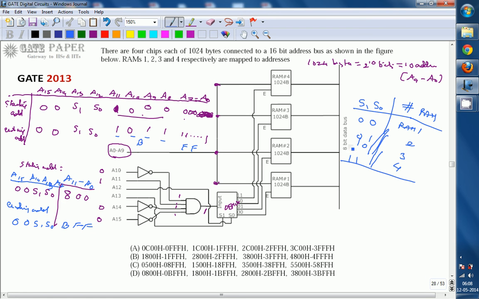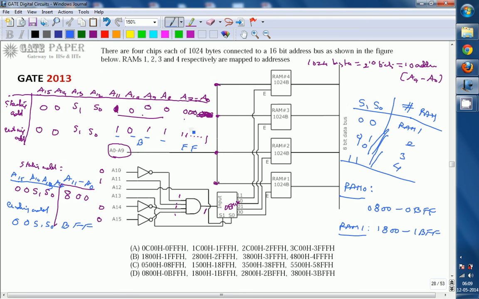So based on this one, starting address of RAM 0 is nothing but S1 S0 or 00, so that starting address is nothing but 0800 and the ending address is 0BFF. And for RAM 1, S1 is 0, S0 is 1, that is nothing but 01, so 0001 it will become, 0001 is nothing but 1, 1800 to 1BFF, because S1 S0 is nothing but A12 and A13.